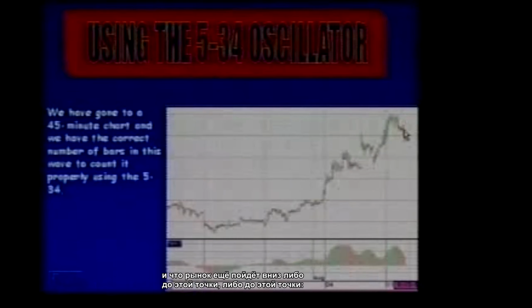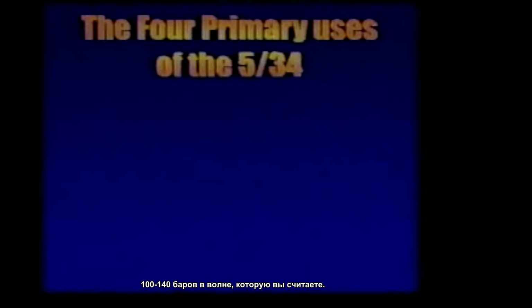The market's going to come back down, most likely to either this point or this point, the previous fourth wave of the lesser degree, and then it's going to go higher. So we can adjust our trading strategy to that. It makes it accurate to count this wave right here. The key, again, is getting 100 to 140 bars in the wave count that you're counting.